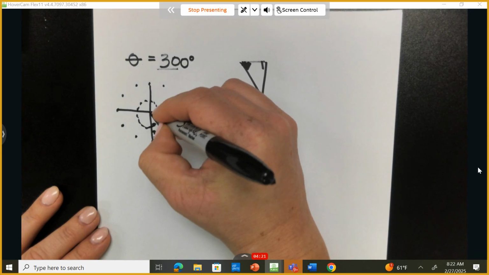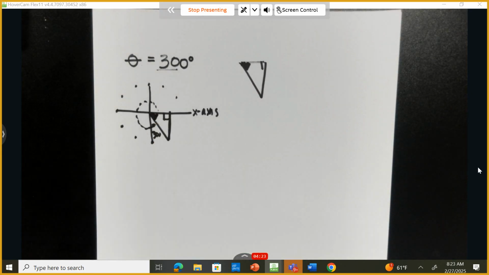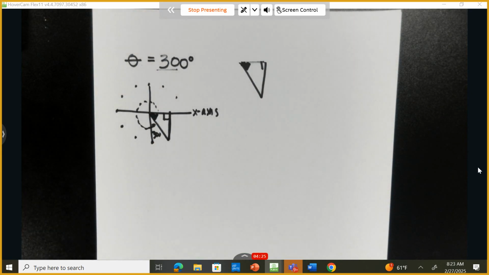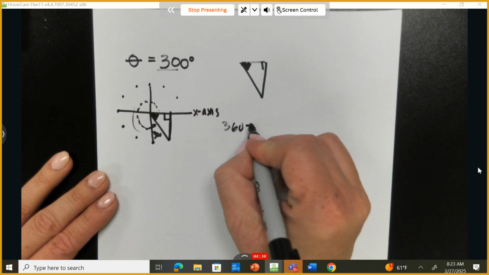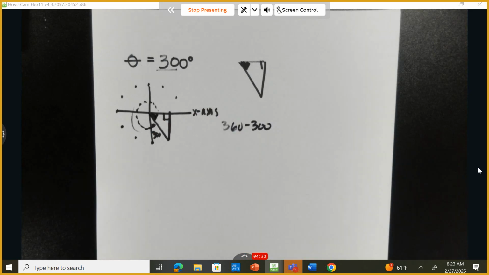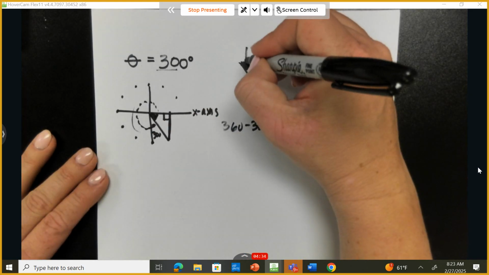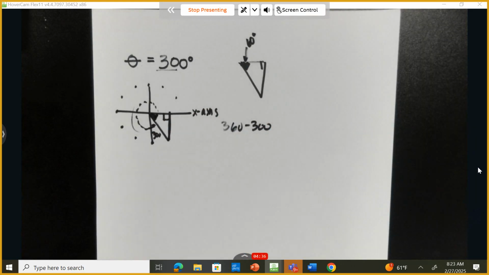I want to know, what is this remainder? So what is that distance back to the x-axis? Well, if an entire circle is 360, and I've just gone around 300, what is this piece? It is 60. So let's just draw a little arrow here and put 60 degrees.